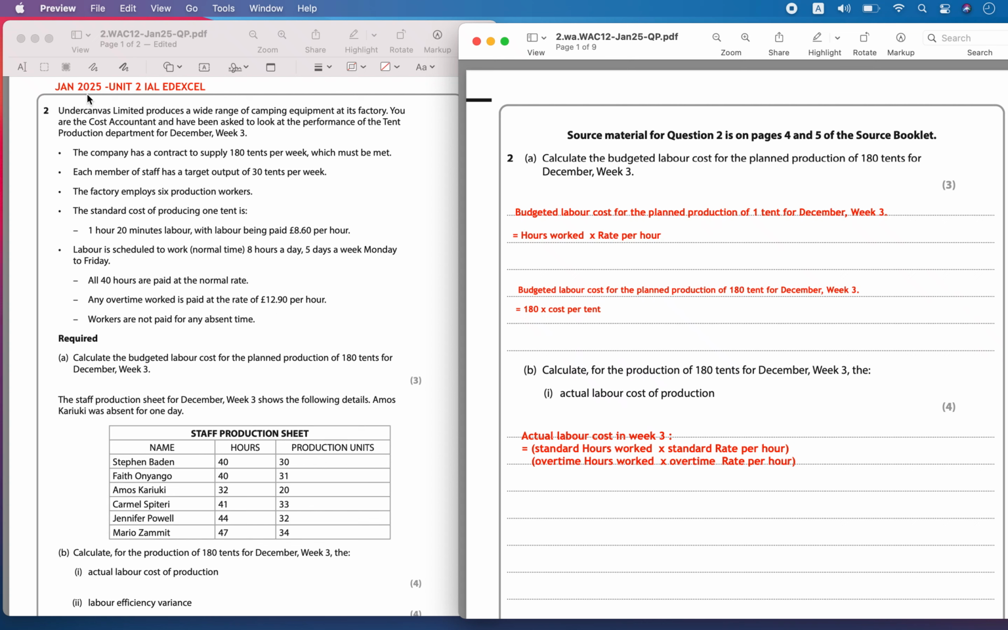Hello, today we are solving the January 2025 Paper Unit 2, IAL Edexcel.